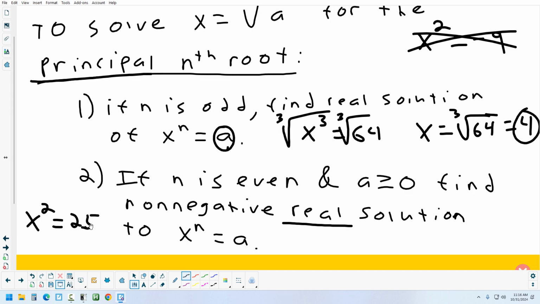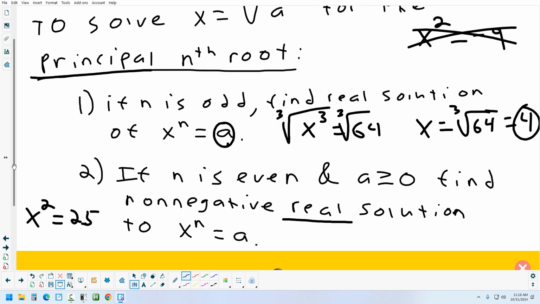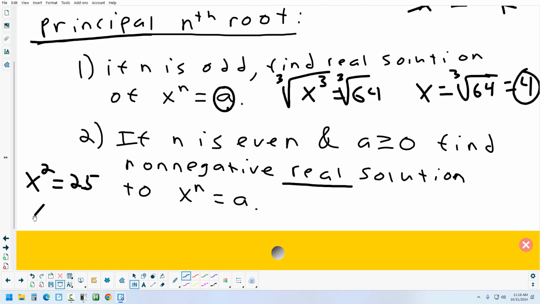To simplify something like that, you'd have to take the square root of both sides. Now, I've always said when you take the square root, it's always plus or minus. But if they specifically ask for the principal root, I want the answer that is not negative. So what would the principal root of 25 be? Yep, 5. That's the one that's not negative.